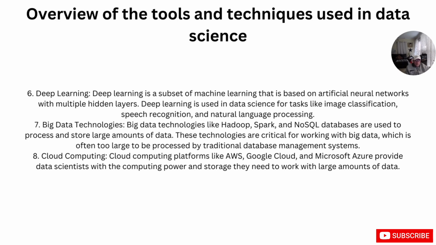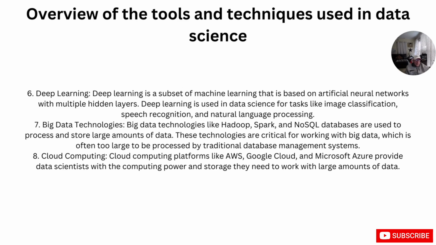Number 6, deep learning. Deep learning is a subset of machine learning that is based on artificial neural networks with multiple hidden layers. Deep learning is used in data science for tasks like image classification, speech recognition, and natural language processing. Number 7, big data technologies.